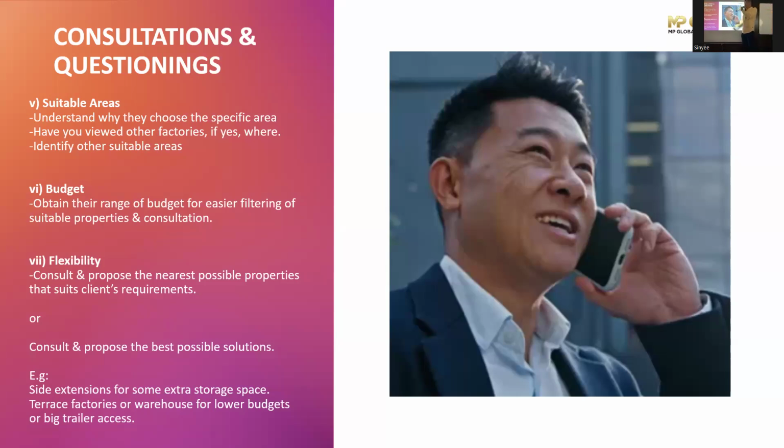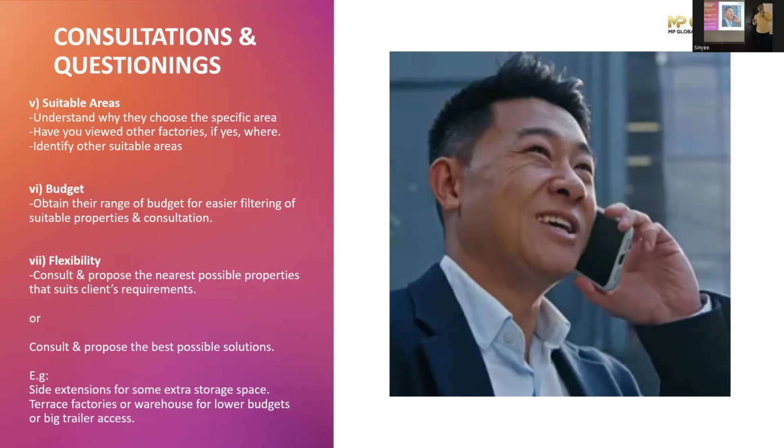Next will be their budget. Obtain their range of budget for easier filtering. Some clients will tell you the budget is 10,000, 15,000, 20,000, 30,000. Regardless of their budget, remember there's always a buffer. Sometimes the client might tell you 10K only, or 20K, but maybe 22 or 23K might still be suitable for them, as long as the specs of the factory and the location suit them, you can still push it through. But of course, try to locate those within their budget first.